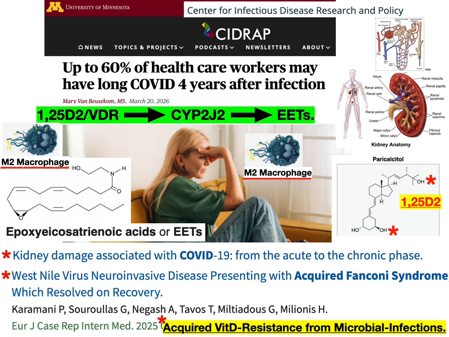So this indicates that with the Fanconi syndrome, which is acquired, there is impact on the proximal tubules, and they are not synthesizing calcitriol. They're also not importing electrolytes, and this gives characteristic signatures in the urine as well as in the blood. And again, this is being induced by a viral infection. So again, this is a case of acquired vitamin D resistance from microbial infections.